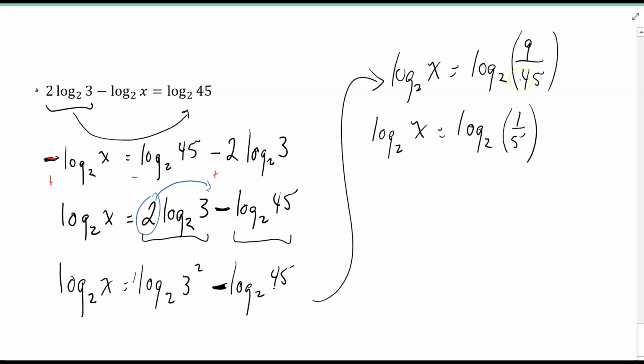Just reduce the 9 over 45. And now we have two things that are arguments that are both log base 2. So if that's the case, then x must be equal to 1/5. That is my examples for solving exponential and logarithmic equations.